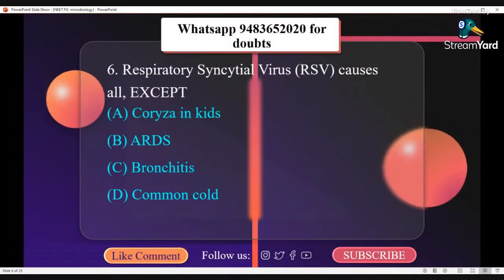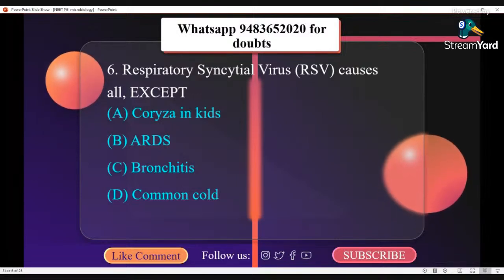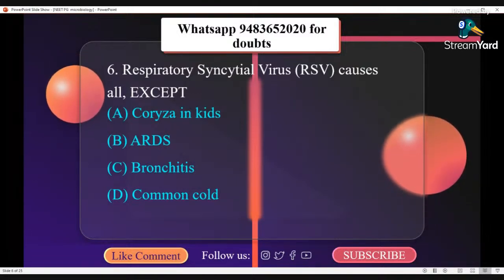Respiratory syncytial virus causes all except: A. Coryza in kids, B. ARDS, C. Bronchitis, D. Common cold.